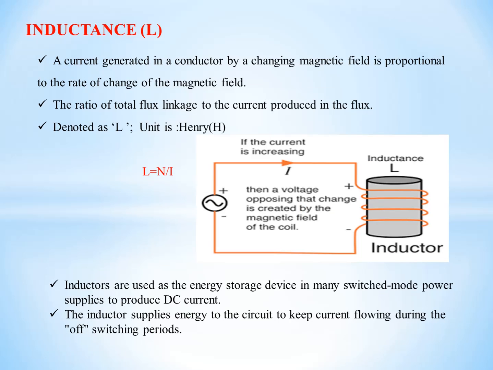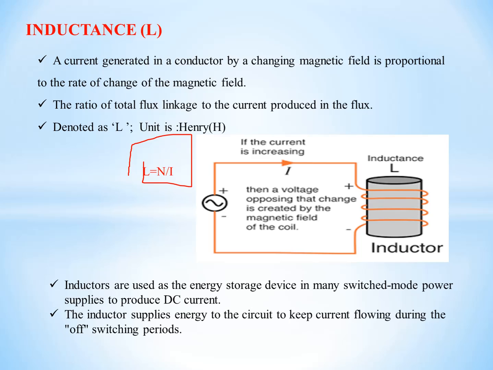Basic of inductance is the ratio of total flux linkage to the current producing the flux. A current can be generated in a conductor by changing the magnetic field, which is proportional to the rate of change of magnetic field, denoted as L, and the unit for inductance is Henry, denoted by the symbol capital H. So the formula is L equal to N phi by I, the total flux linkage N phi by the current producing the flux.